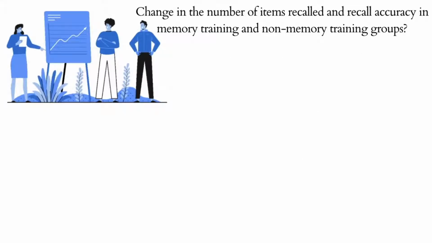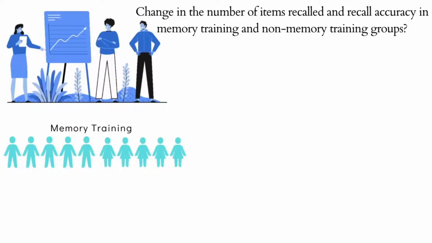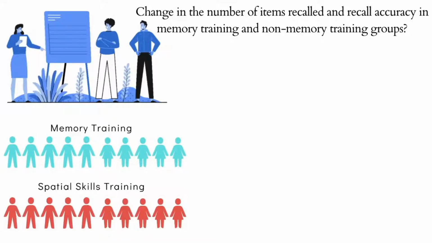Suppose you are designing a study wherein you want to discern the changes in the number of items recalled and the recall accuracy of those items when participants are subjected to a memory-specific training versus a non-memory training group. So for this study, you have recruited a population of participants. You then randomly allocate these participants to two different groups, a memory training group versus a non-memory training group, which in this case could be spatial skills training.